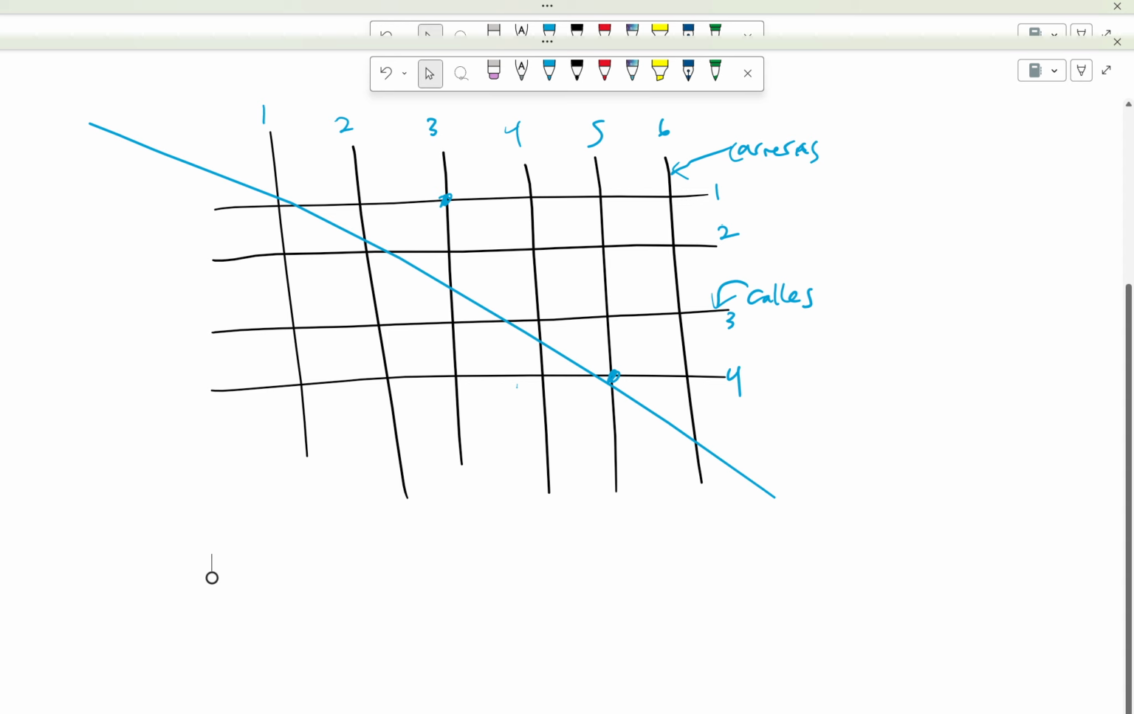In Spanish, the word is transversal, but it's transversal in English. And what it is, it's a line that intersects two or more coplanar lines. Okay? So I'm going to go ahead and just get rid of this part right here. So this is what we have. Don't really need to draw that little grid. This is just for example.